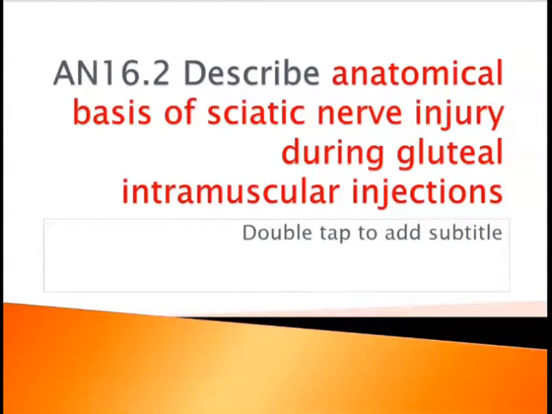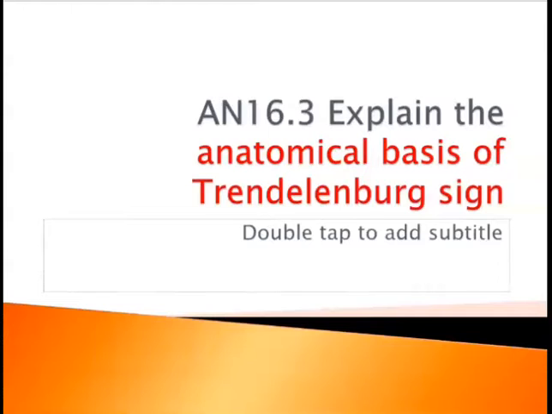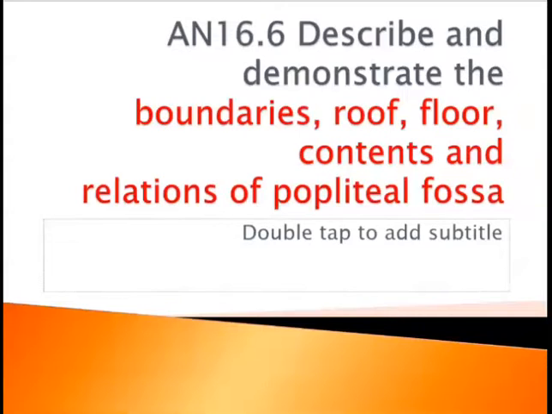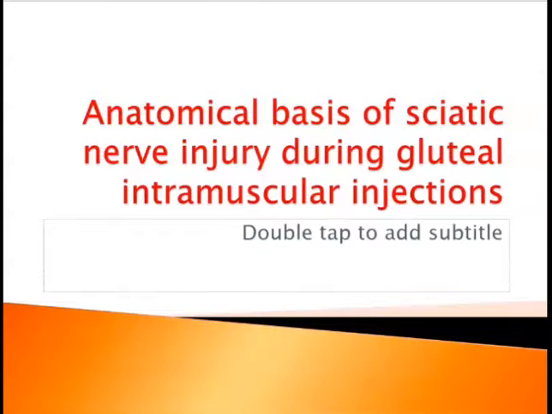Then other topics that are covered, or the competencies covered, are the anatomical basis of sciatic nerve injury during gluteal intramuscular injections. Another competency is anatomical basis of Trendelenburg sign. And the topic that is covered is the popliteal fossa, its boundaries, roof, floor, contents and relations. Then we'll start with anatomical basis for sciatic nerve injury during gluteal intramuscular injections.